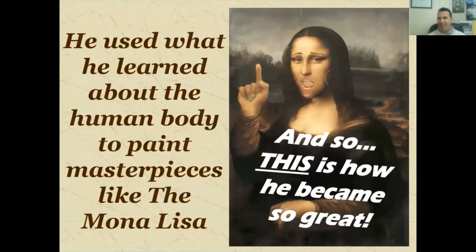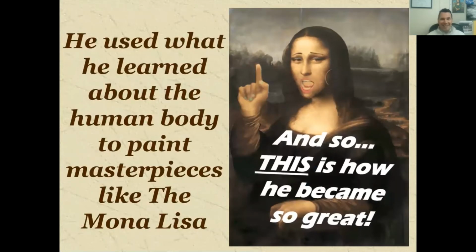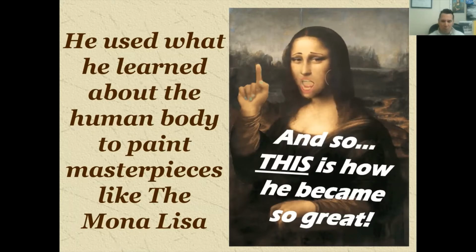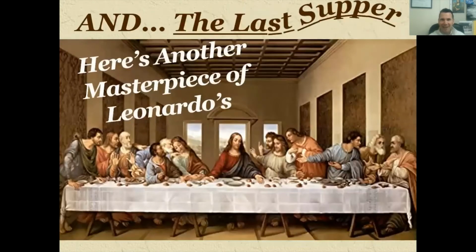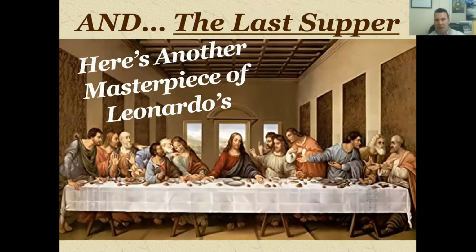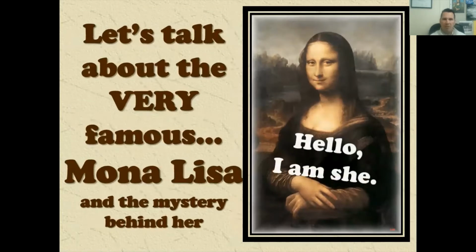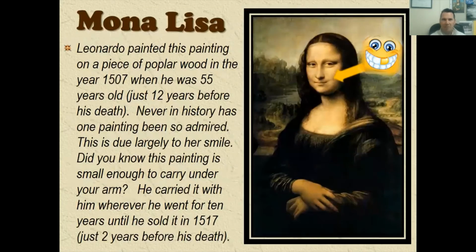Pretty amazing. All right, so here we go. And this is how he became so great. He used what he learned about the human body to paint his masterpieces, like, of course, the Mona Lisa and the Last Supper. There are lots of human figures in there. But let's first talk about the very, very famous Mona Lisa and the mystery behind her.